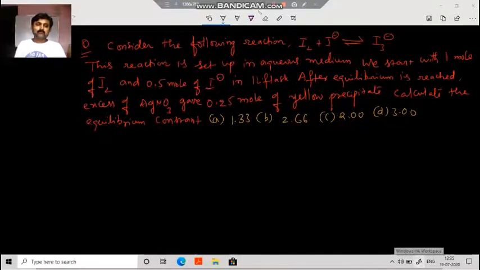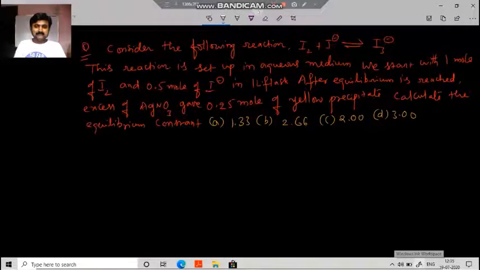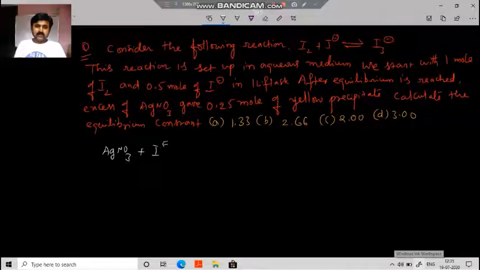One thing we know is that silver nitrate, AgNO3, if it is treated with iodide, forms silver iodide. AgI is the actual yellow precipitate.